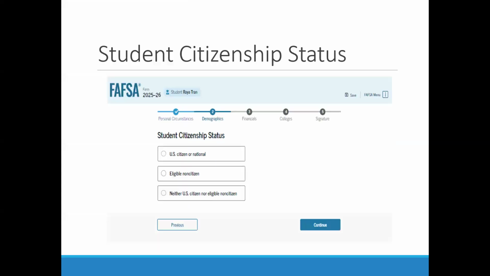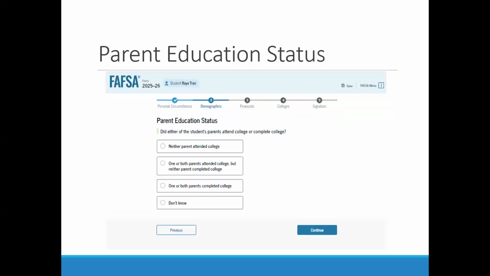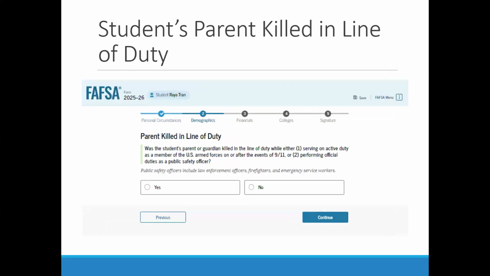Student will be asked about their citizenship status. They'll be asked about parent education status. And finally, they'll be asked if the student's parent was killed in the line of duty to determine if they're eligible for any additional aid.